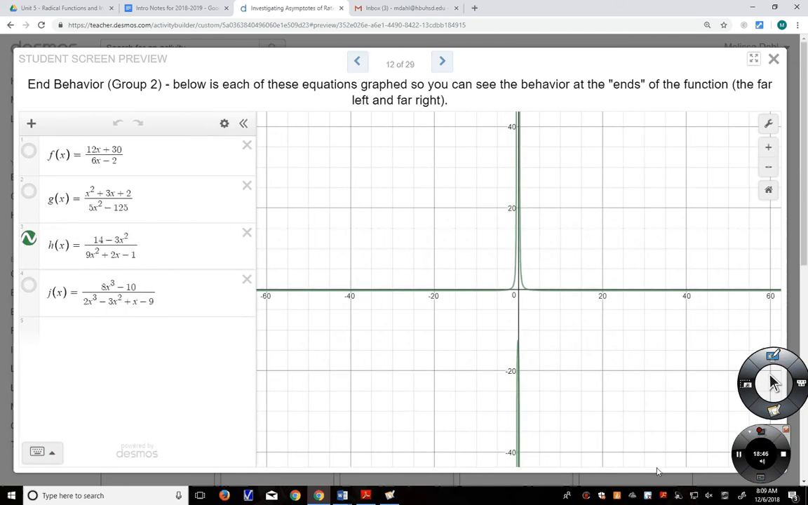So again, look at the equations. First equation, f of x, 2 ended up being the asymptote, okay? Second equation, g of x, 1/5 ended up being the asymptote, okay? Third equation, h of x, negative 1/3 ended up being the asymptote, okay? And fourth equation, j of x, 4 ended up being where the asymptote is.